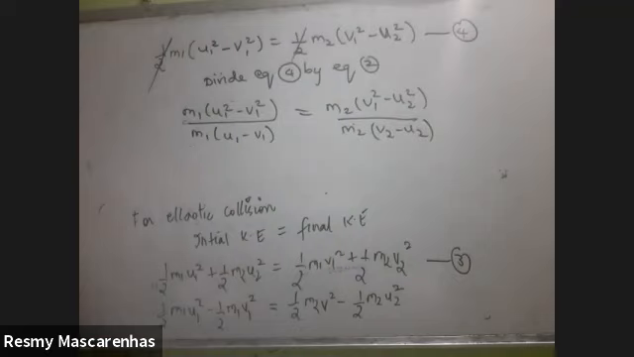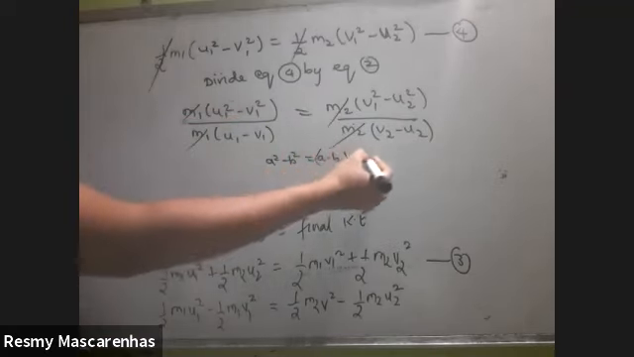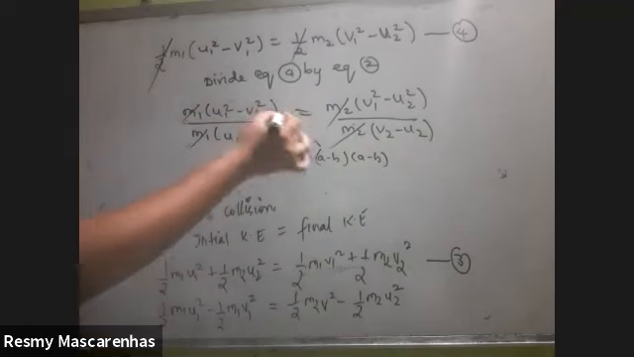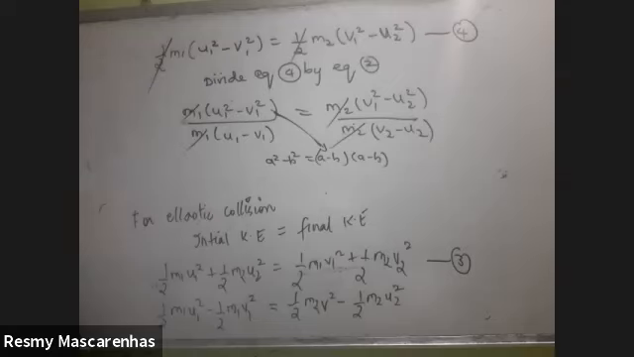So what will happen here? M and M will cancel. And this is in the form of a square minus b square. We know that a square minus b square is a minus b into a plus b. So using that formula, a square minus b square, split this as a plus b into a minus b.